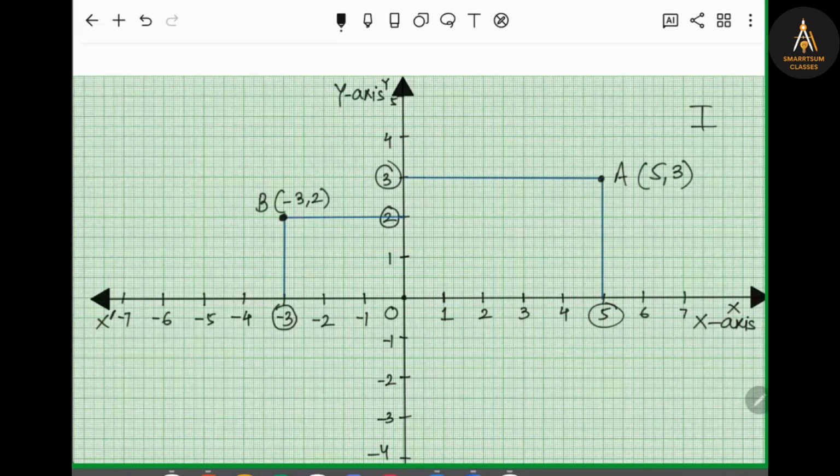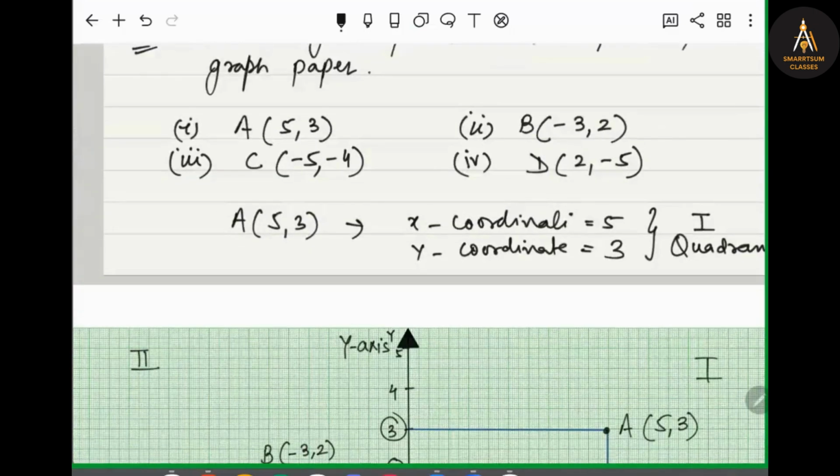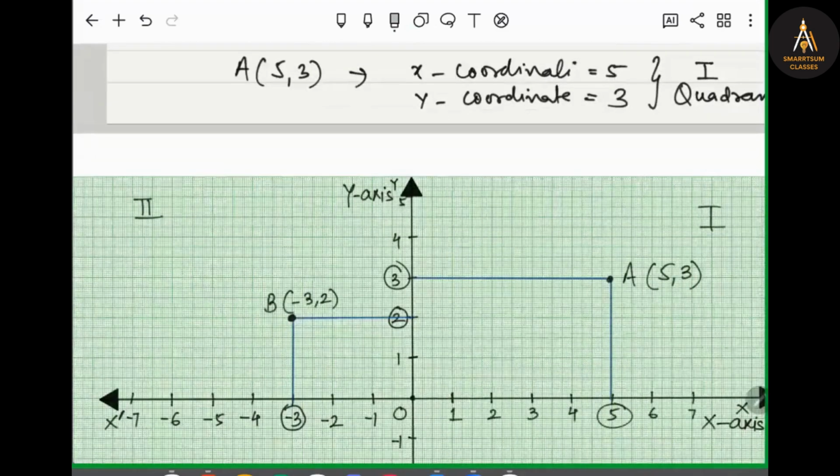Okay. I hope you're getting this. Yes or no? So this is your second quadrant, right? So B point lies in the second quadrant. Now, coming to the third point, C point. Coordinates of C are minus 5, minus 4. Means both X coordinate and Y coordinate are negative. So in which quadrant it will lie? In which quadrant are both values negative?